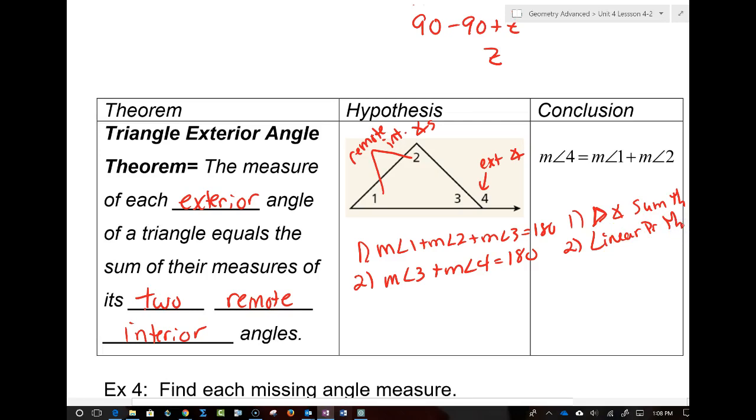Again, I'm missing some steps in the middle, but you see where I'm going. If they're both equal to 180, can I set them equal to each other? For my next step, can I go: the measure of angle 1 plus the measure of angle 2 plus the measure of angle 3 equals the measure of angle 3 plus the measure of angle 4? And that's just the substitution property.